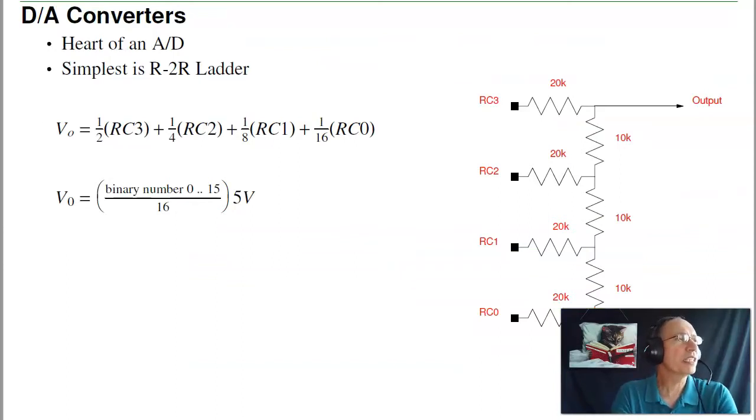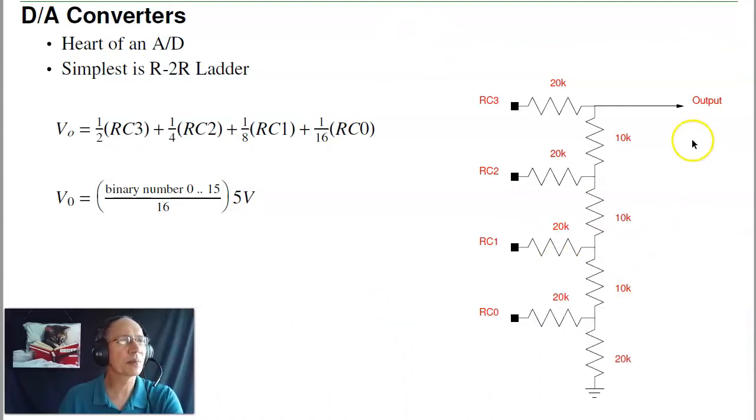To understand A to D converters, you first have to understand D to A converters. That's an integral part of an A to D. The simplest D to A converter is called an R2R ladder. It looks like this. This converts a binary signal into an analog one. And the signal is going to be 1/2 of RC3, which this is going to be 0 volts, 5 volts, TTL levels. It's going to be 2.5 volts times RC3, plus 1/4 of RC2, plus 1/8 of RC1, plus 1/16. So the net result is it'll have this binary number, that percentage of 16, that percentage of 5 volts.